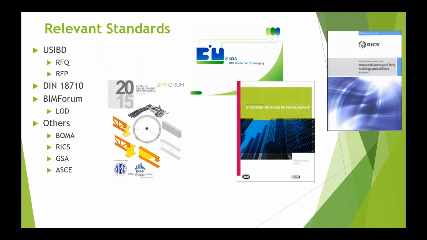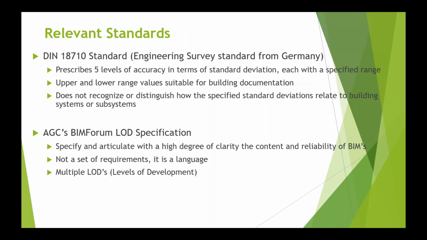At this point, before the LOA, we'd already had the RFQ and the RFP. And there's actually a DIN 18710, which is an engineering survey specification from Germany. BIMform had their level of development specifications. And we started looking at BOMA, RIC specification, GSA, and ASCE. At the end of the day, we honed down to two that kind of encompassed a lot of where we thought we needed to go.